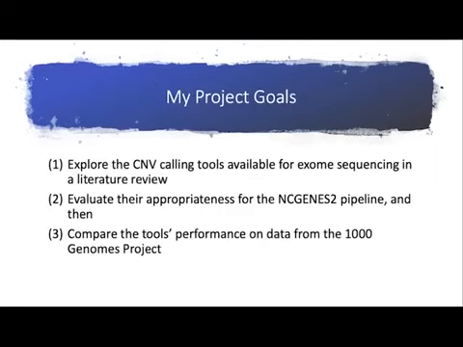My project goals were, one, to explore the CNV calling tools available for exome sequencing in a literature review, to evaluate their appropriateness for the NC Genes pipeline, and to compare the tools' performance on data from the 1,000 Genomes project.